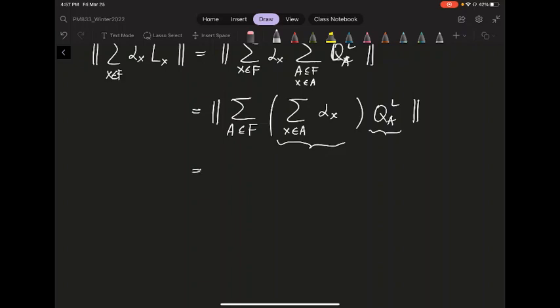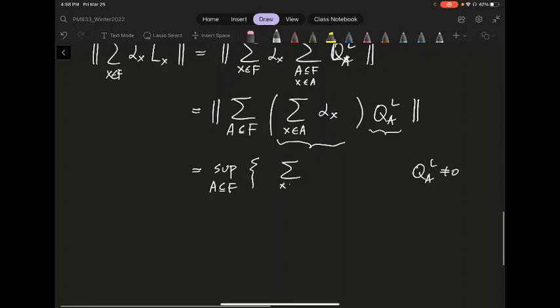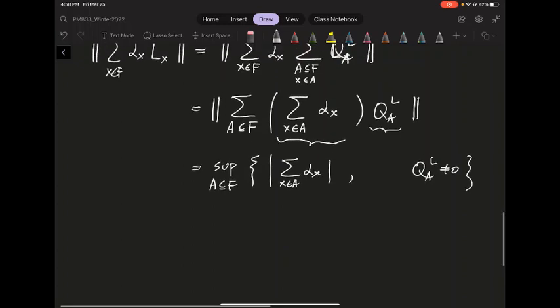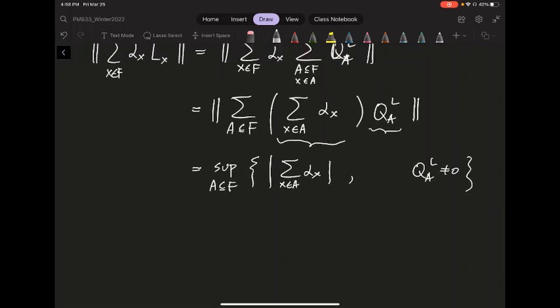But of course, that's only when your QAL is non-zero, okay? So this is essentially the supremum among all these subsets. Of course, I need to require QAL is non-zero, okay? If it's non-zero, then I consider its coefficient. So this is x inside A, I take the alpha x. Of course, I need to take the absolute value, but that's essentially the supremum, okay? So now I have a nice description of how I can compute a sum of the alpha x, Lx.